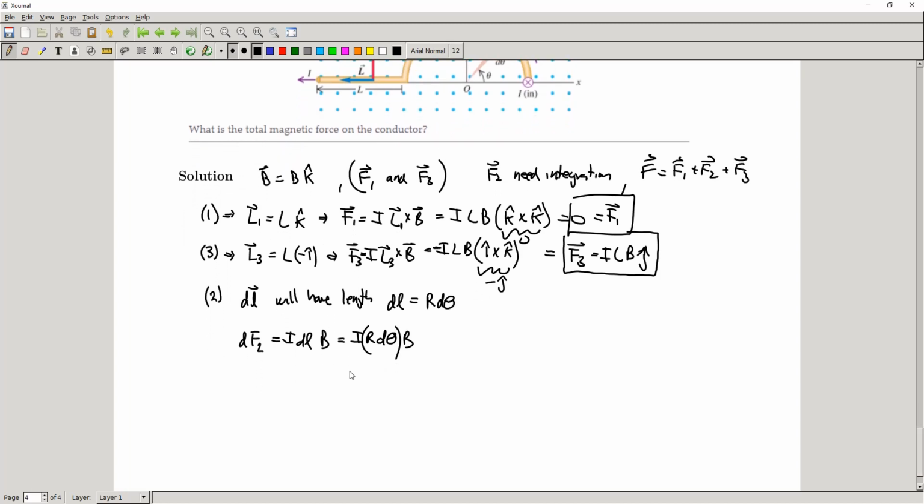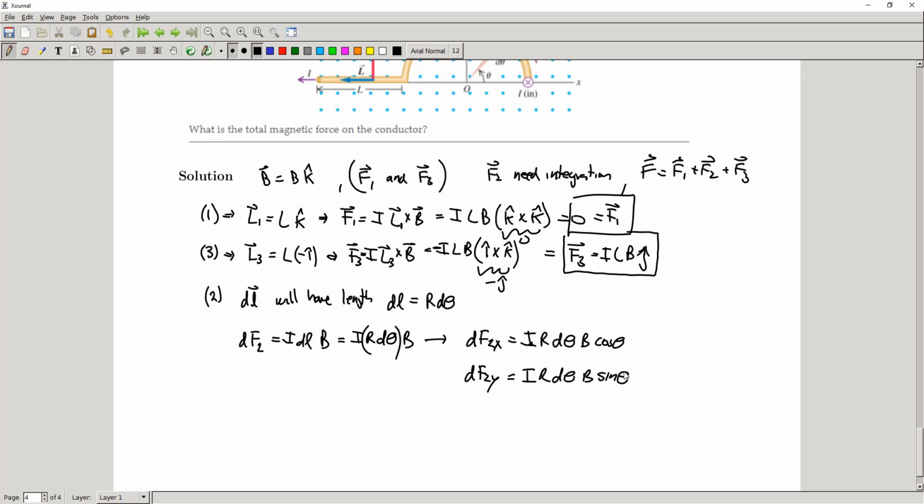So we're going to break this up into two parts: a dF2x and a dF2y. We want each of these to pick up the character of us going through this angle theta from 0 to 180 degrees, picking up different contributions as we go. So for the x part, we're going to write I r d theta B cos theta, and for the y contribution, it's I r d theta B sine theta.